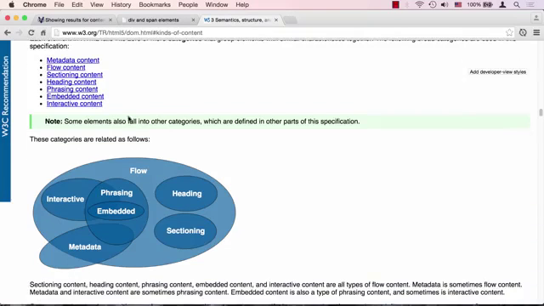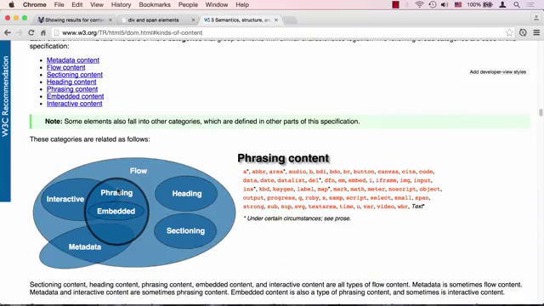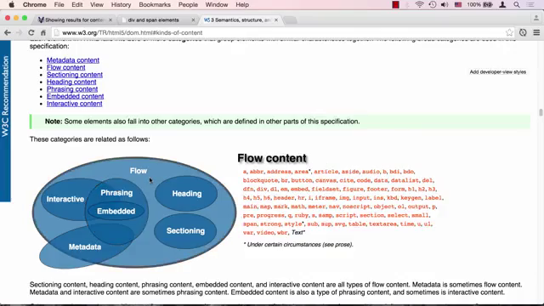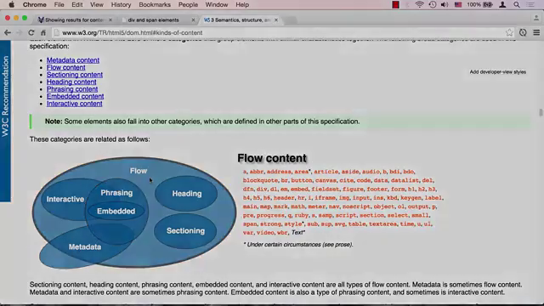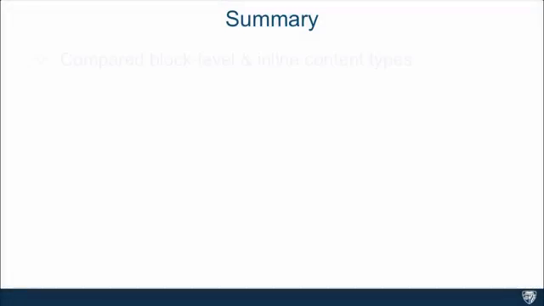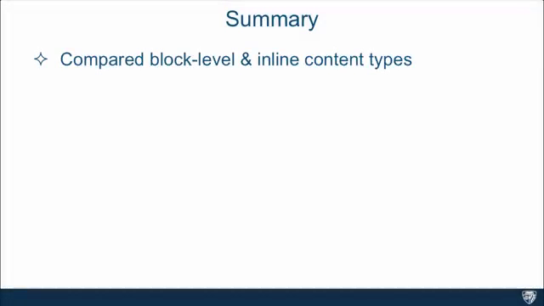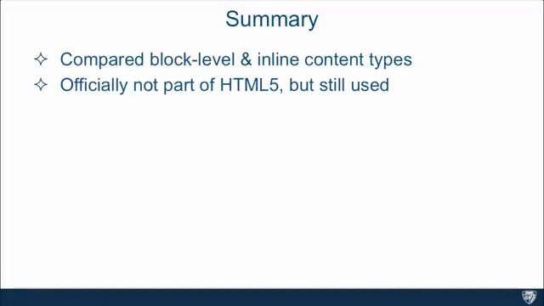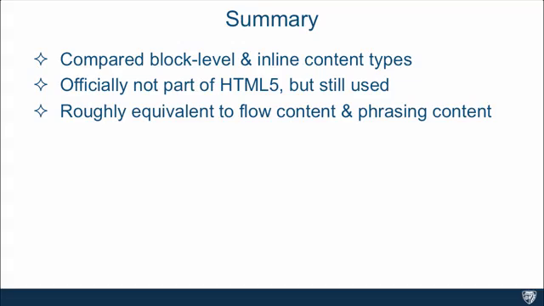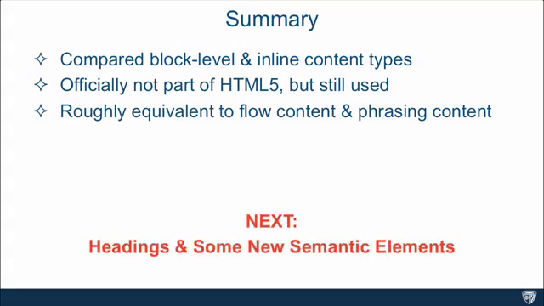What's cool about this page is that you could roll over different parts of this graphic, and you could see all the different elements that belong to this particular HTML5 content model category. So to summarize, we compared block level and inline content types, which we know are not part of the official HTML5 specification, but they're still used quite often in literature and in regular coding. And they're roughly equivalent to flow content and phrasing content, respectively. Next, we're going to talk about headings, and we're going to explore some new HTML5 semantic elements.